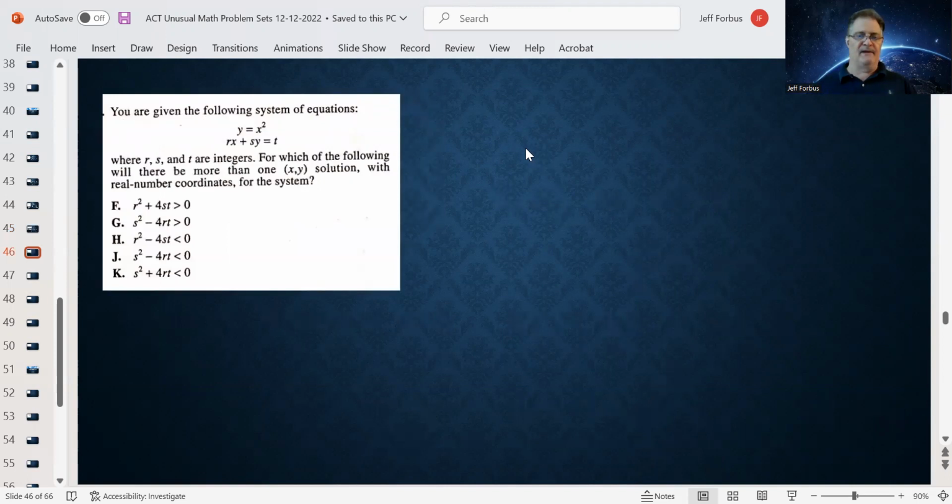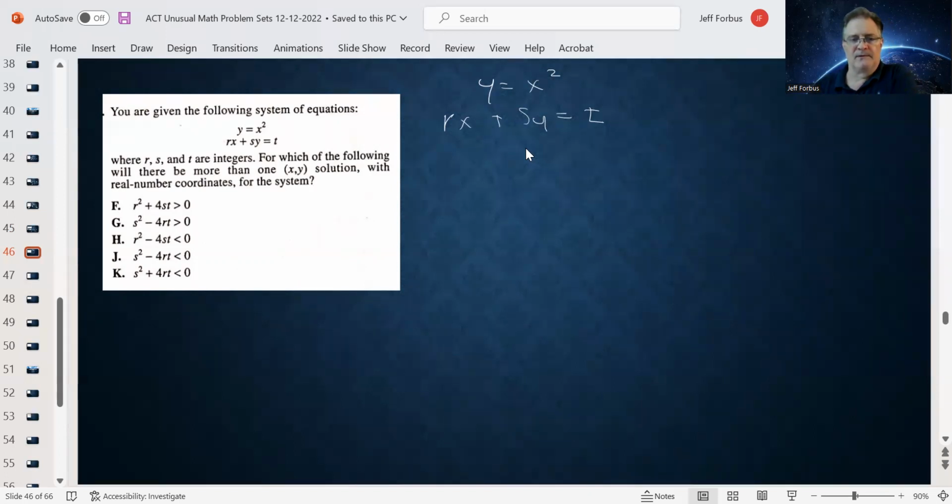Okay, so what we have here is two equations. It says you're given the following system of equations. Y is equal to x squared. Then the other one is Rx plus Sy is equal to T. You're given these two equations where R, S, and T are numbers. For which of the following will there be more than one coordinate pair solution with real number coordinates for the system?